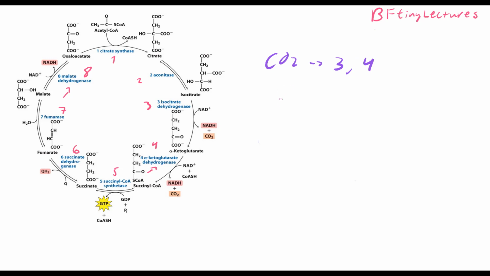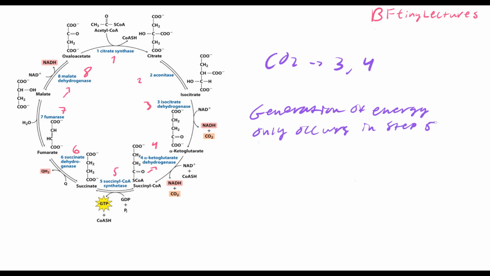Another step that is very important is going to be the 5th step, because it generates energy, right? So we can say that it generates energy. So let's do that. We can say that generation of energy only occurs in step 5. Because step 5 is going to produce ATP or GTP.